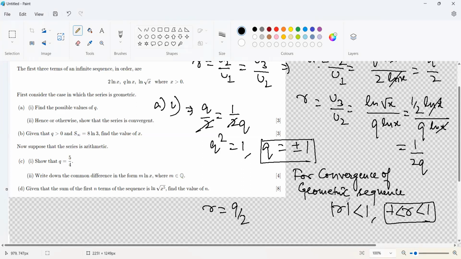So R, which is Q over 2, means Q can be 1, so it will be 1 by 2, 0.5. And Q upon 2, which is also -1 over 2, minus 0.5, is also okay. So this geometric sequence is convergent for both Q values, because I'm getting positive 0.5 and negative 0.5, which are greater than -1 and lesser than 1.